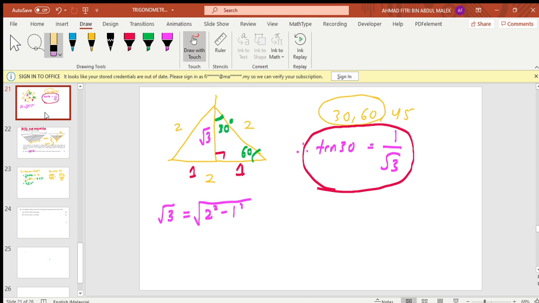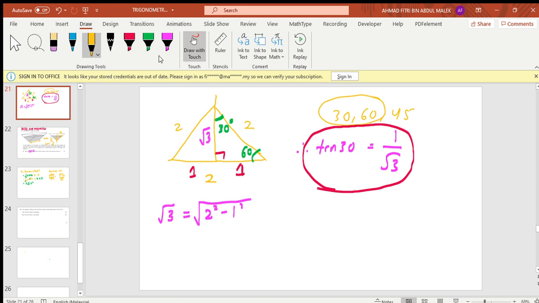Special angle. Okay, I already wrote it here. Tangent 30 comes from an equilateral triangle with sides of 2. Then we cut the triangle into two right-angled triangles, and the length here becomes 1 and the length here becomes √3. How do we get √3? It is from the Pythagoras theorem: the square root of 2 squared minus 1 squared gives √3.